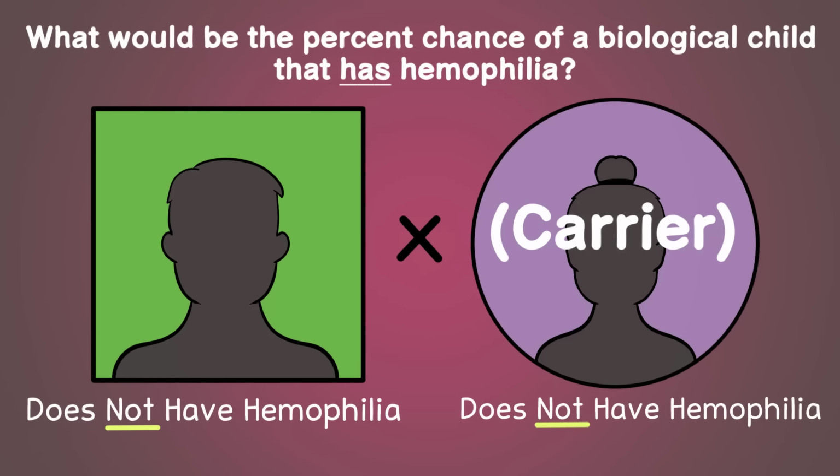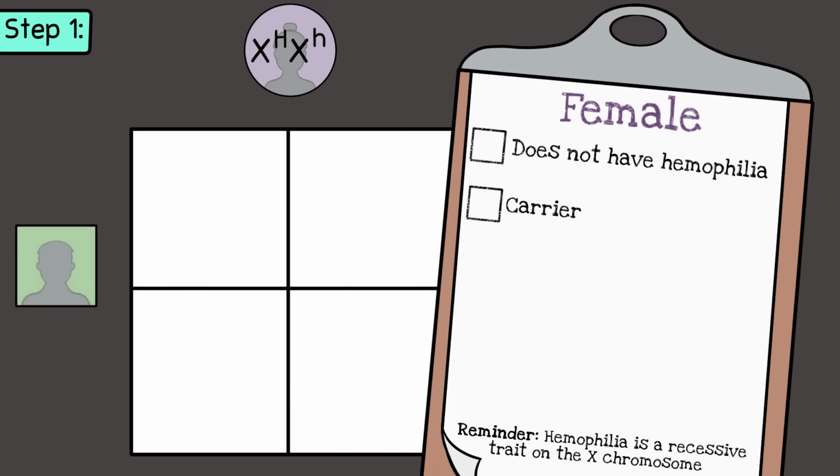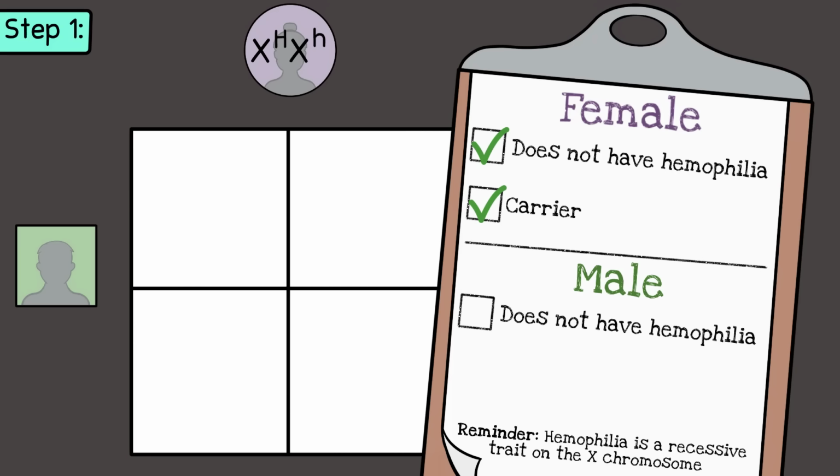Also give genotype and phenotype ratios. Step 1. Always determine the genotypes of the parents first. The female must be X big H, X little h. Why? The Punnett square problem says the individual doesn't have hemophilia, but is a carrier. That means this heterozygous genotype. It says the male does not have hemophilia, and so the genotype must be X big H Y. If it was lowercase h, this male would have hemophilia.